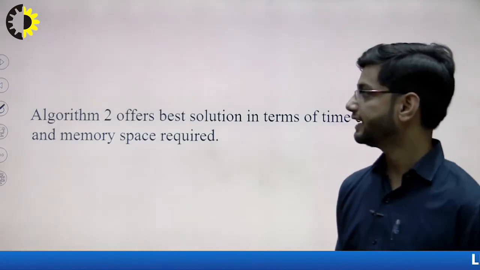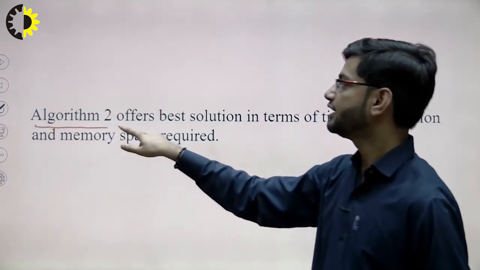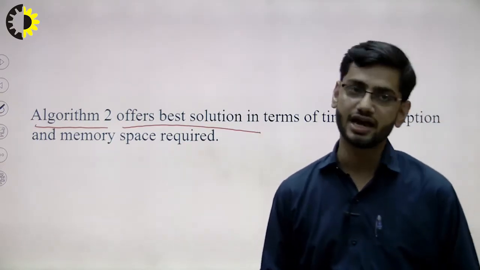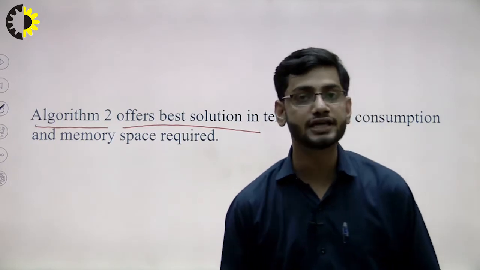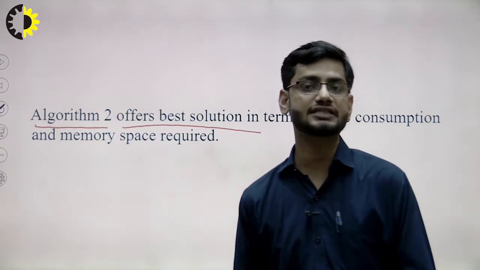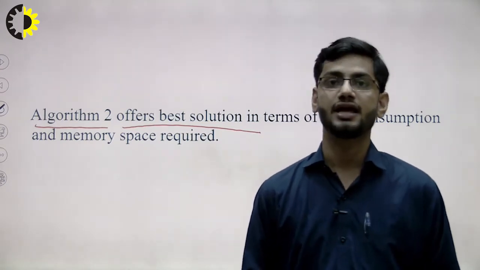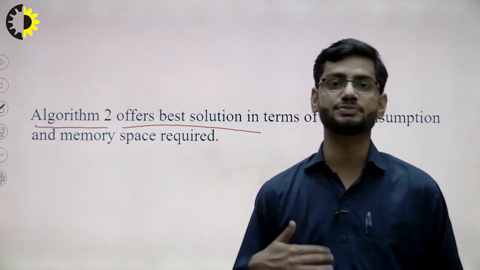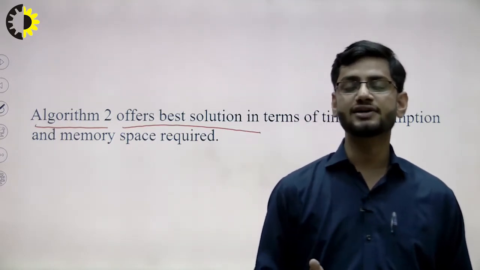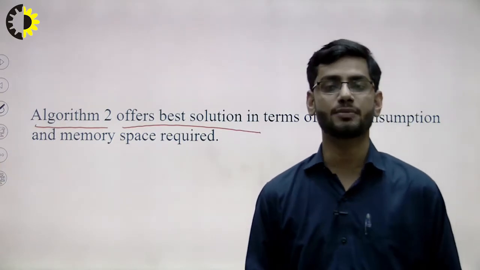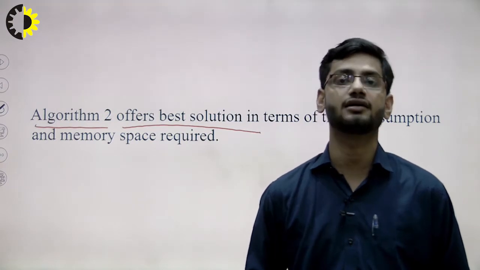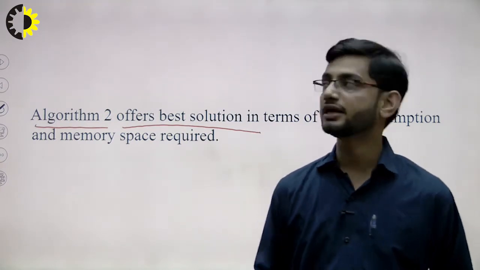So I can say that algorithm 2 is offering the best solution in terms of time consumption and memory space. Why? Because algorithm 1 is taking n square space and algorithm 2 is taking 2n space. So algorithm 2 is efficient with respect to memory usage. And secondly, the first algorithm is using a multiplication operation also. That's why algorithm 1 is costly and will take more time as compared to algorithm 2.